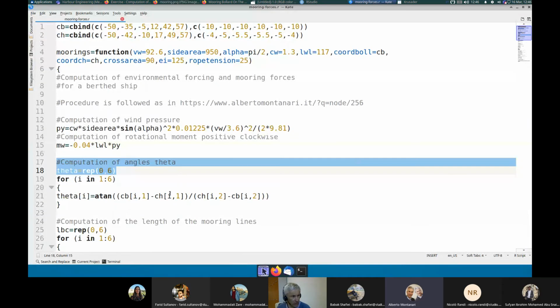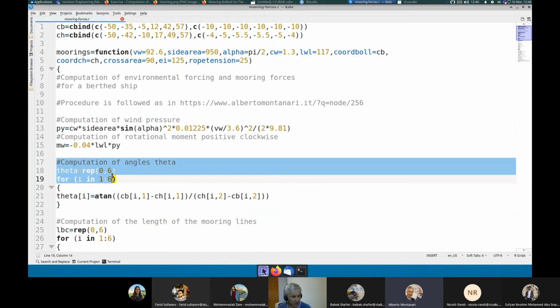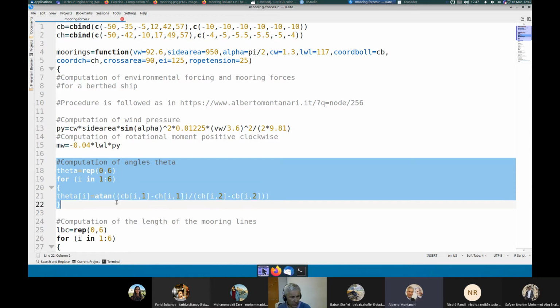Let's go to the code. And first, let's define a vector of theta, which is now filled by zeros. And then for each mooring line, we can compute theta with this instruction, which is an inverse tangent of a combination, a function of the coordinates. Okay, and the coordinates of what? Of bollards and chocks.